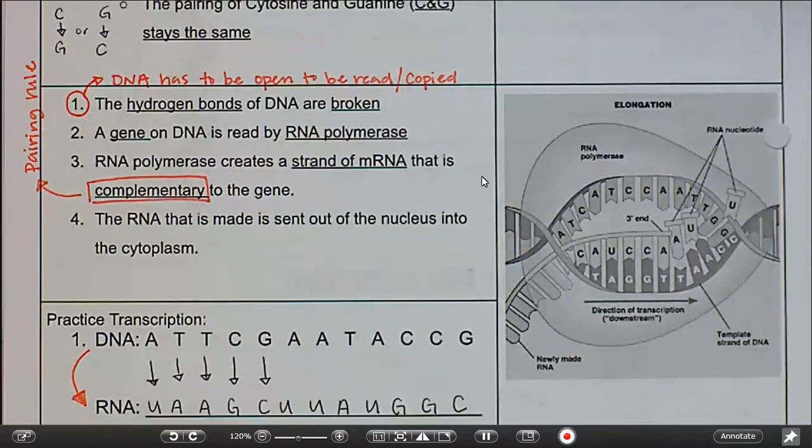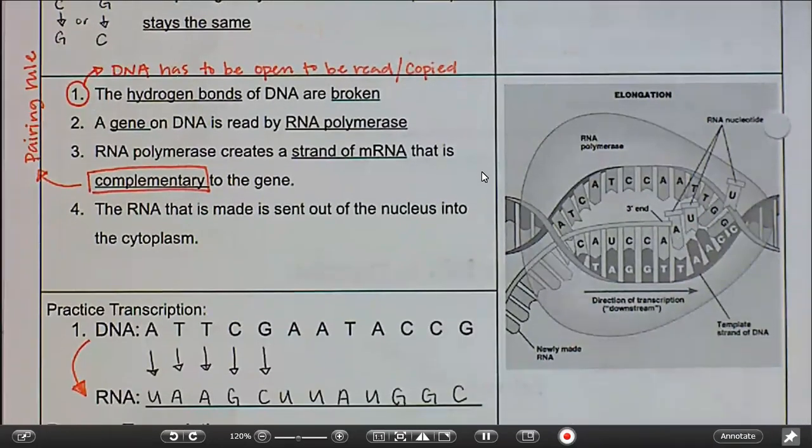Now, how does this happen? First, we have to split the DNA because remember, DNA is double-stranded and it is held together by those weak hydrogen bonds. And when DNA is zipped up or held together, you can't read it. So the first step is to break those hydrogen bonds. Notice we have this little pocket here.